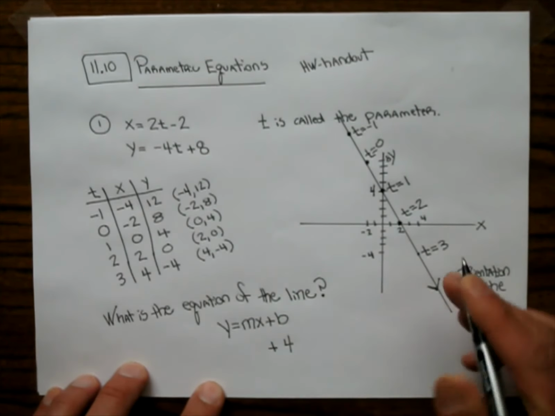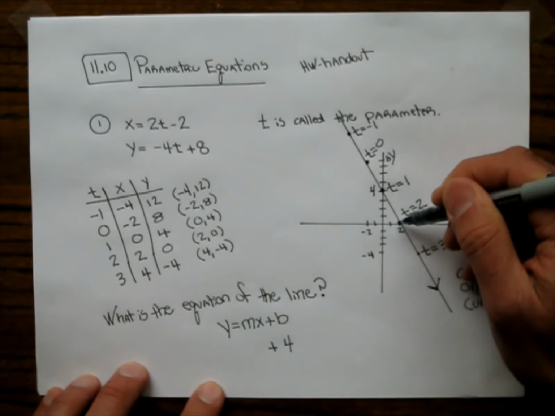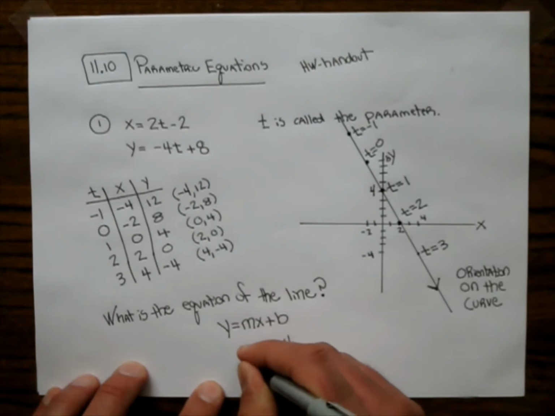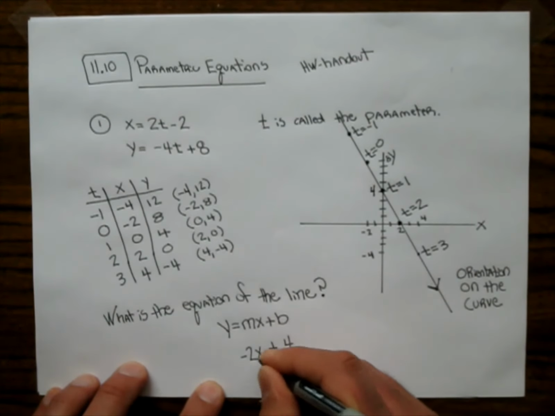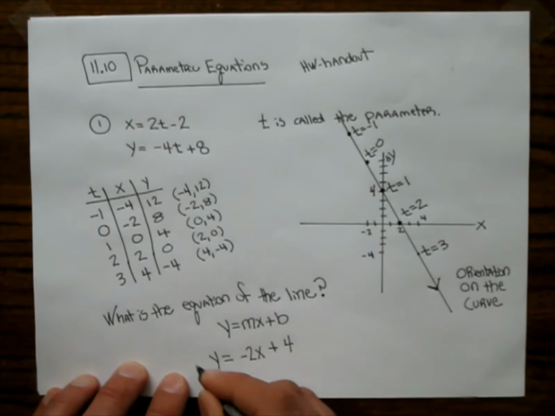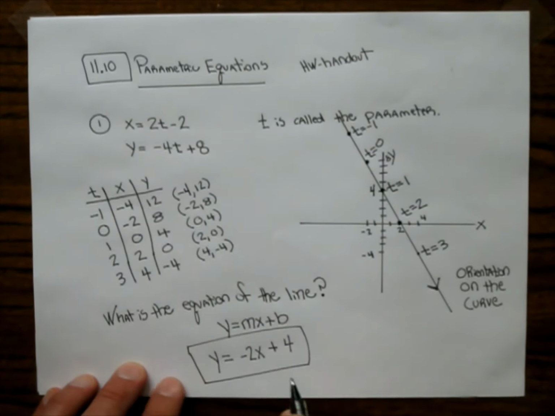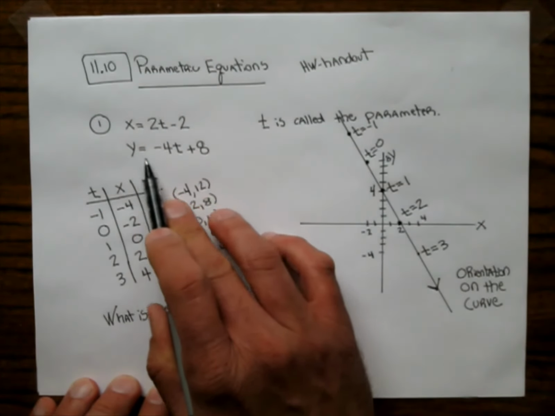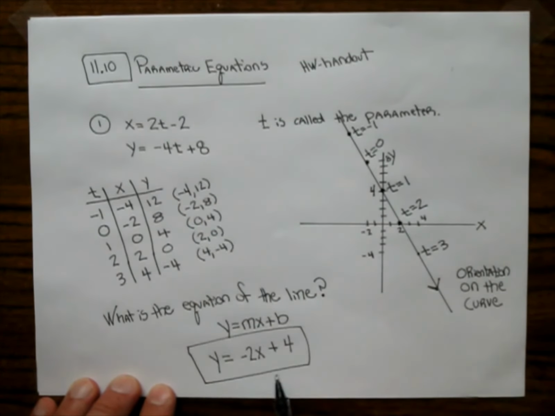And we could probably see the slope. If we do rise over run, we rise up 4, we run over -2, so that's 4 over -2, so that's going to be -2 is the slope. So the equation of that line is this right here. Now here's the problem with this. There's nothing wrong with this. That's the equation of the line. But when you have this as opposed to this system of parametric equations, this does not have the orientation. In fact, we lose the orientation on the curve when we switch it to the rectangular equation.